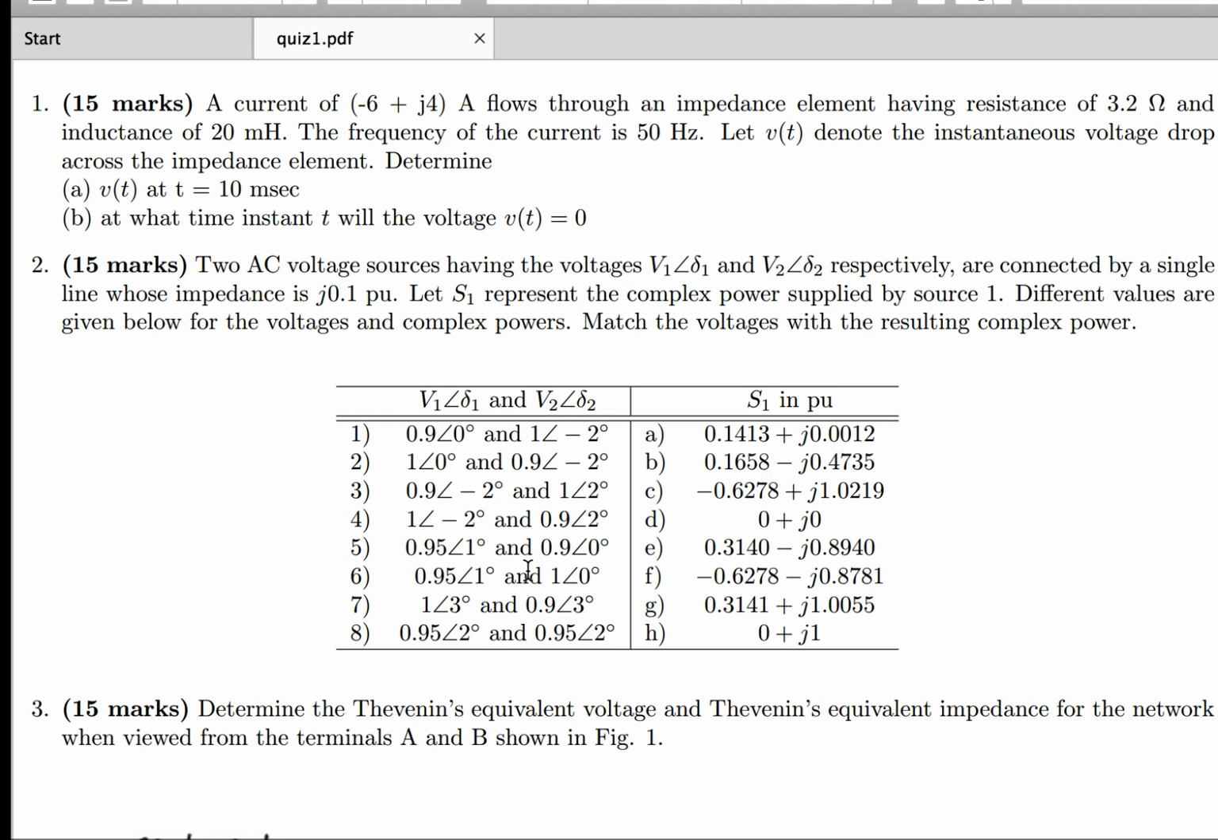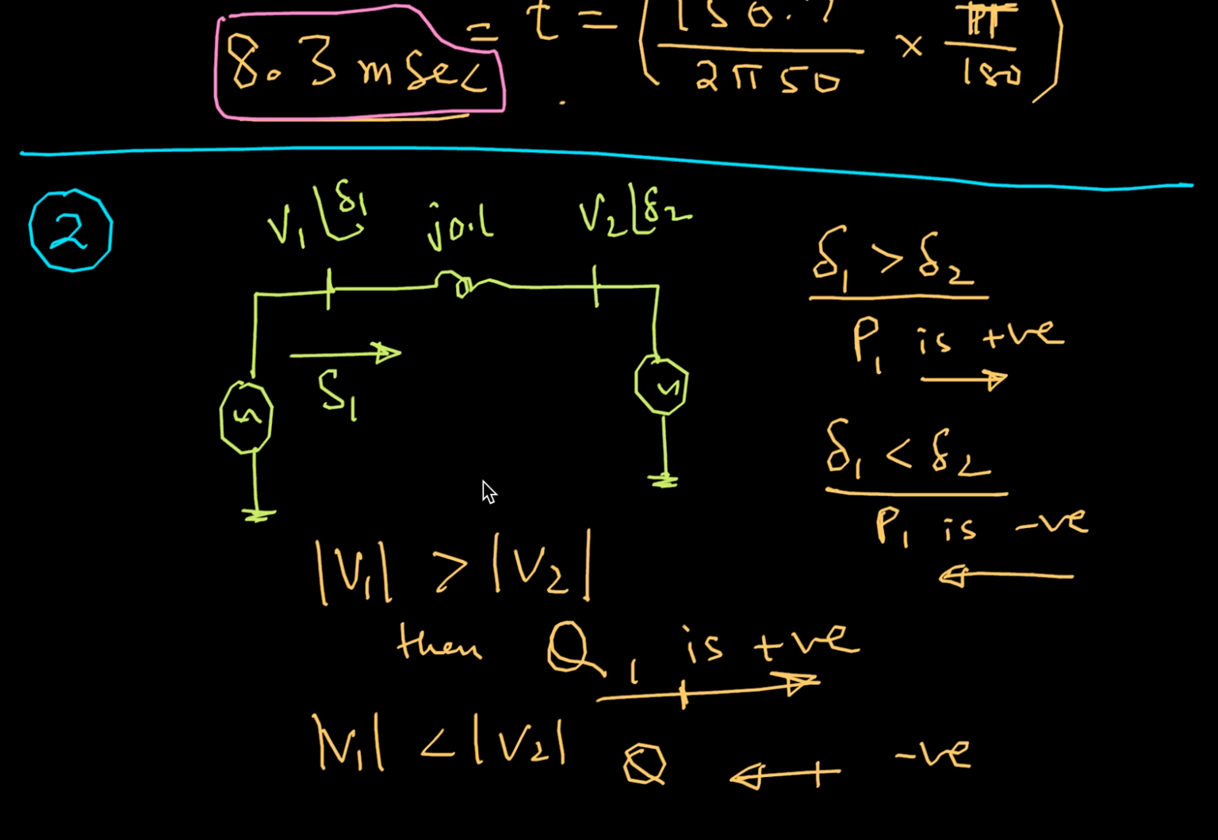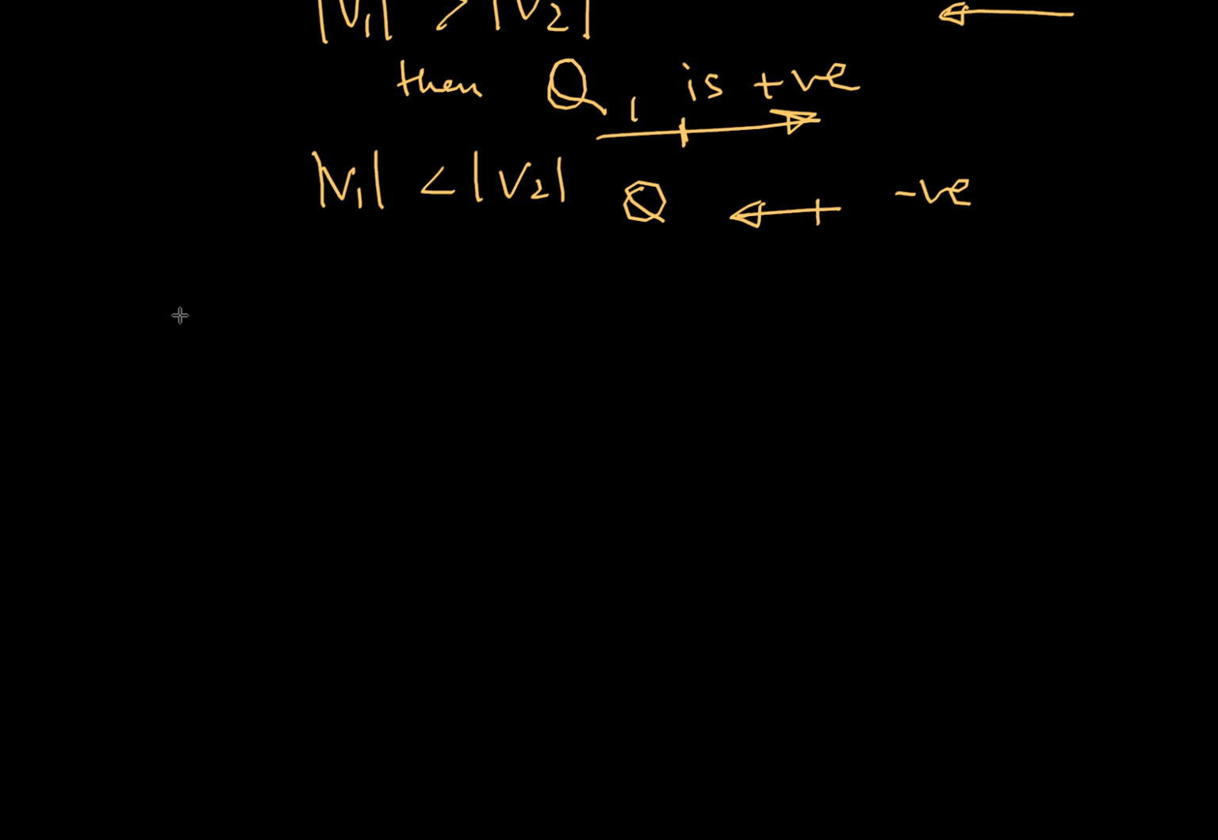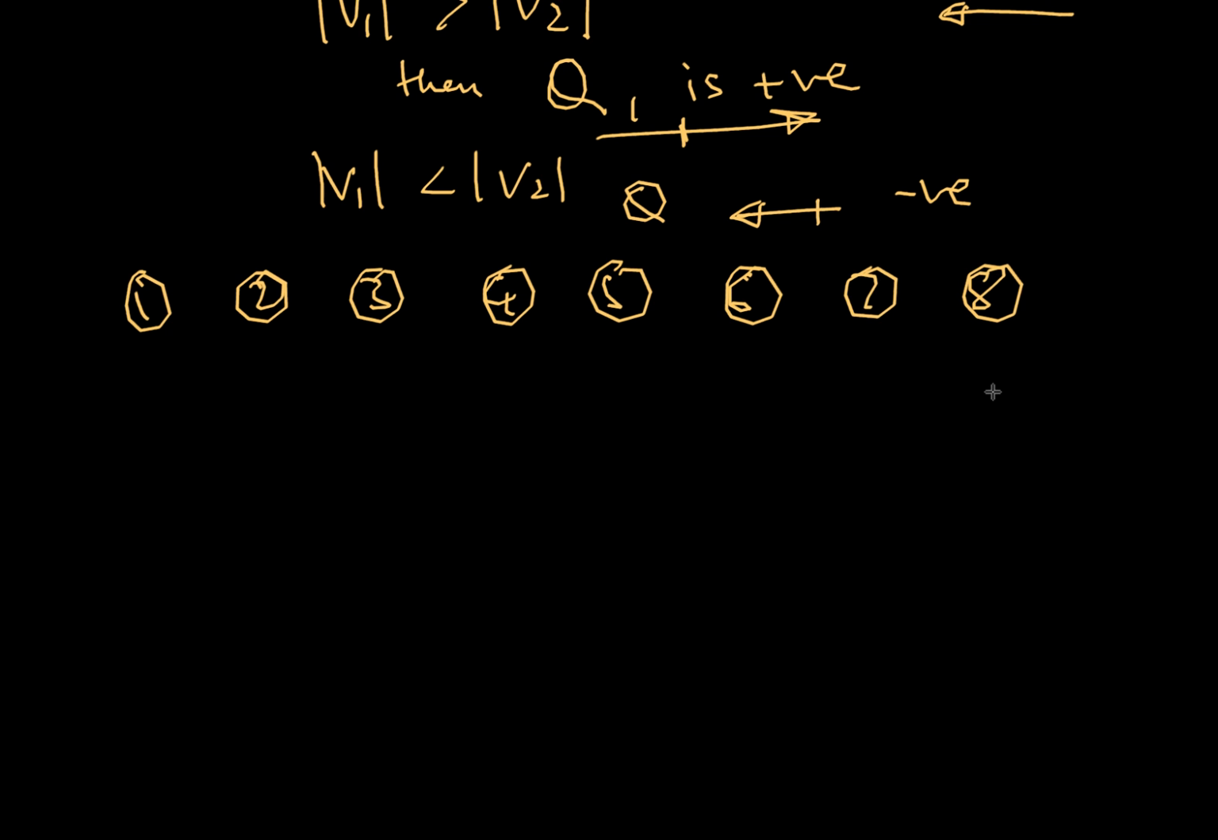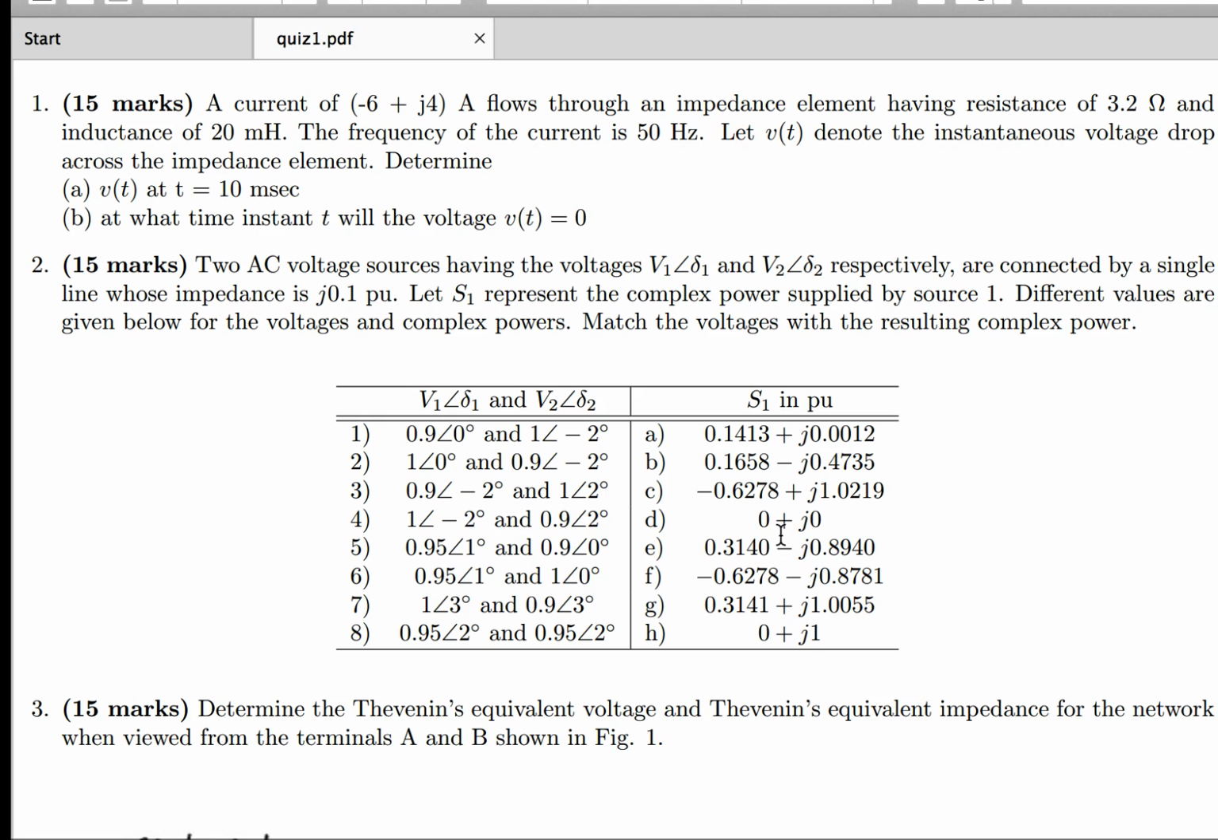So look at the choices here. One of the choices is 0, 0. When does that happen? 0, 0 happens when both voltages are equal and both angles are equal. So let's look for that choice. Look at the last one: 0.95 voltage, 0.95 voltage, and the angle is also the same. So V1 ∠δ1 and V2 ∠δ2 are the same. So 8 must be D. So let's match them. I have 1, 2, 3, 4, 5, 6, 7 and 8. So 8 is D, and we are done with D.